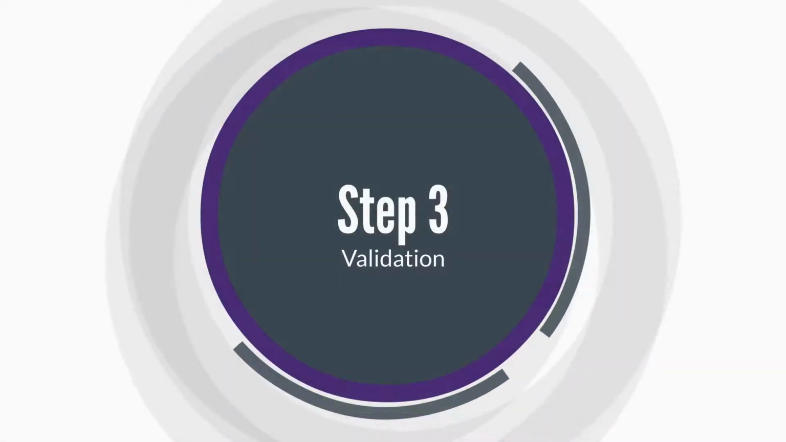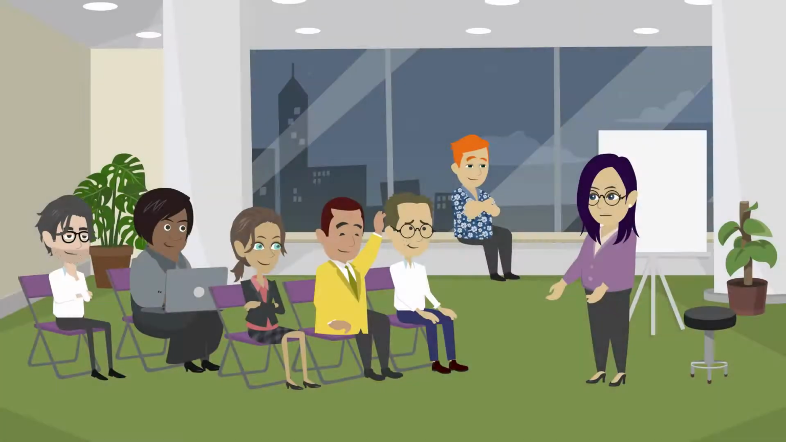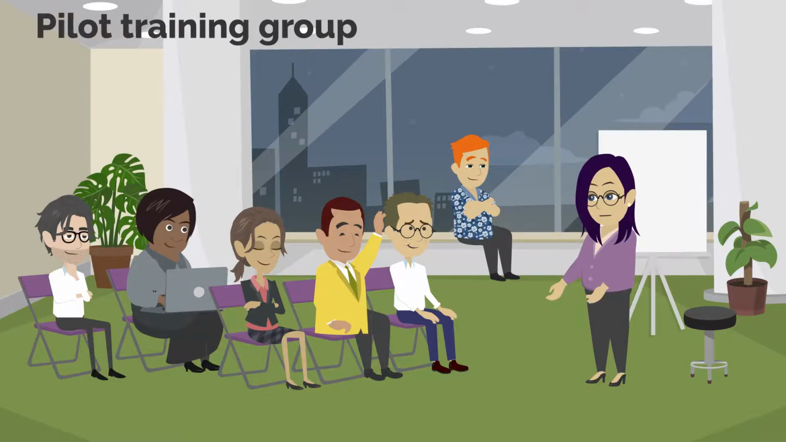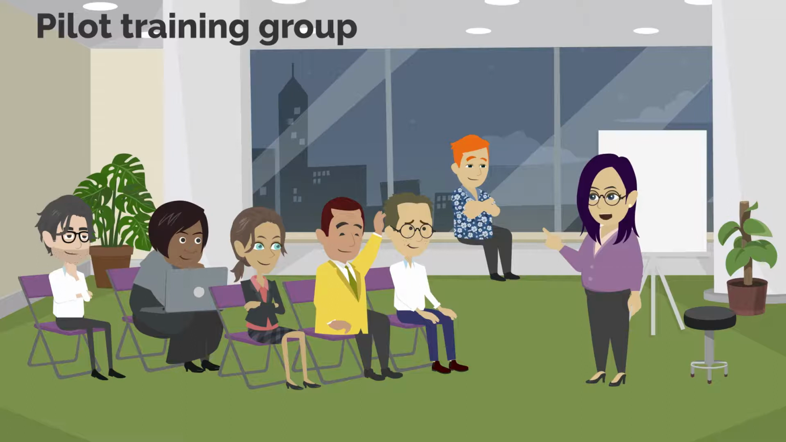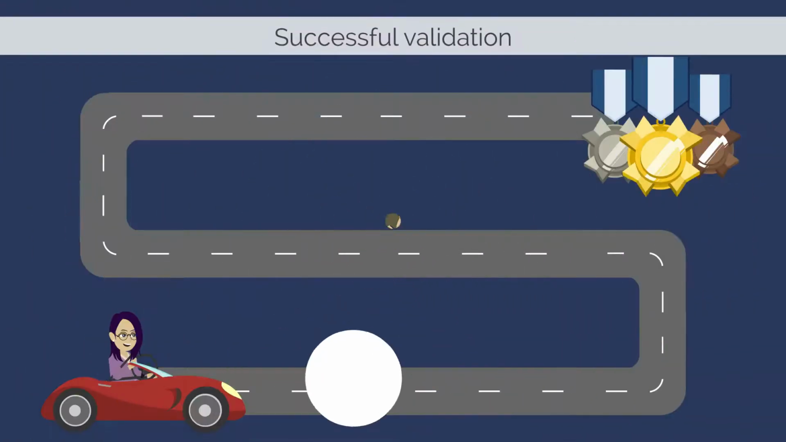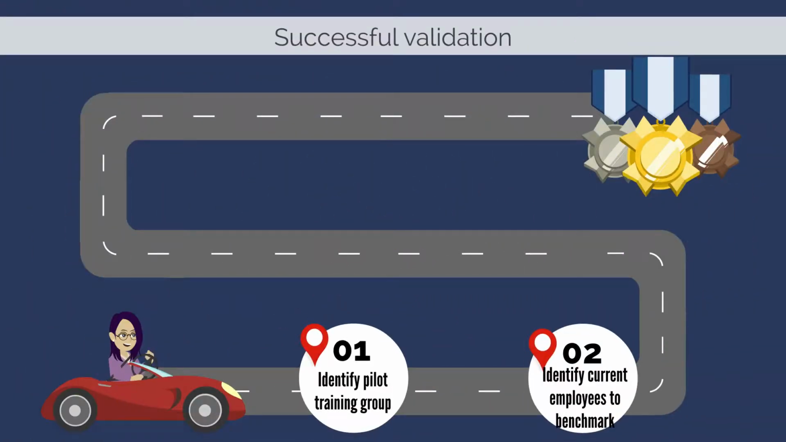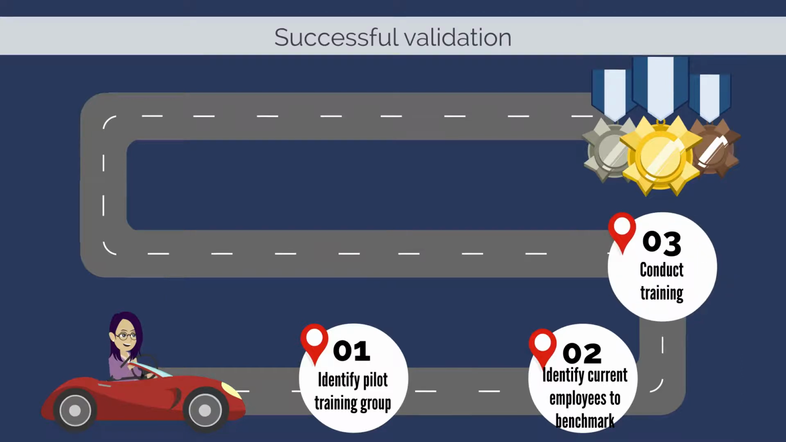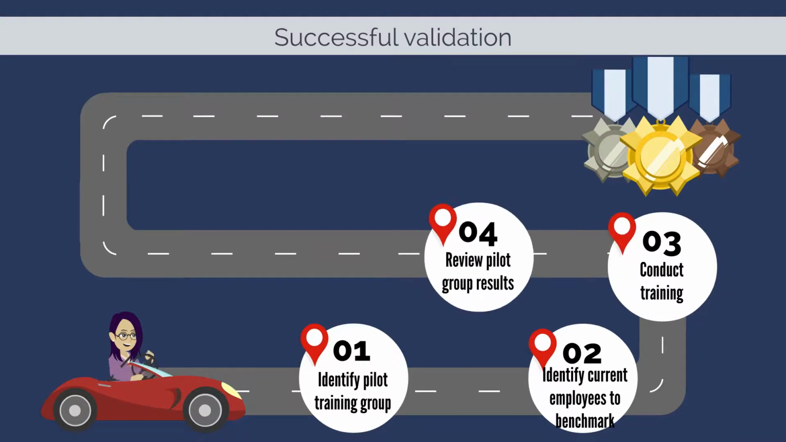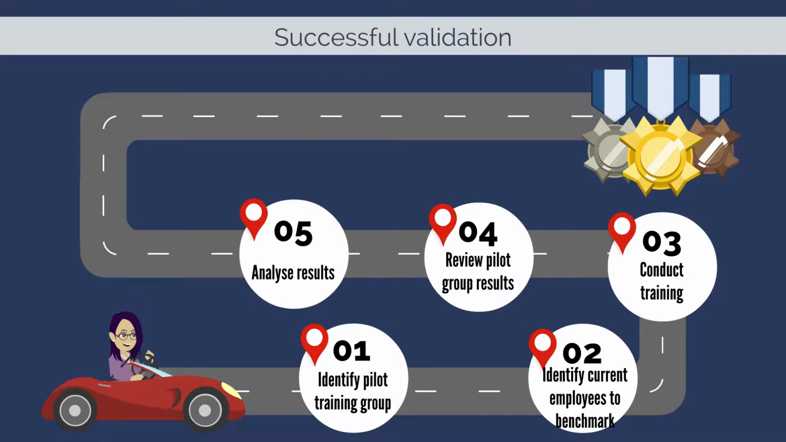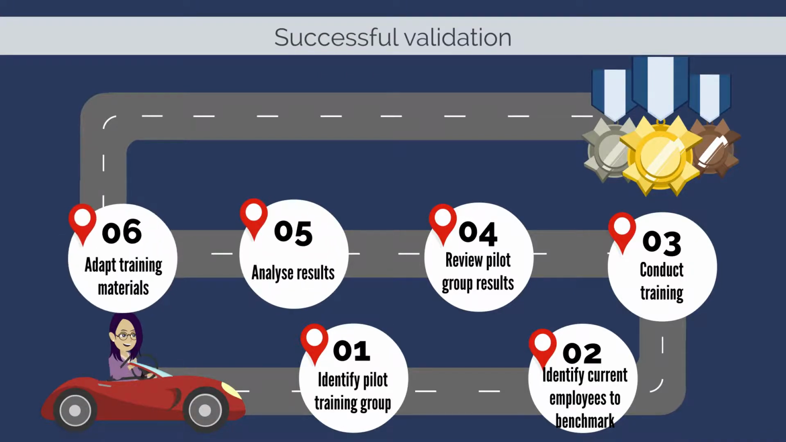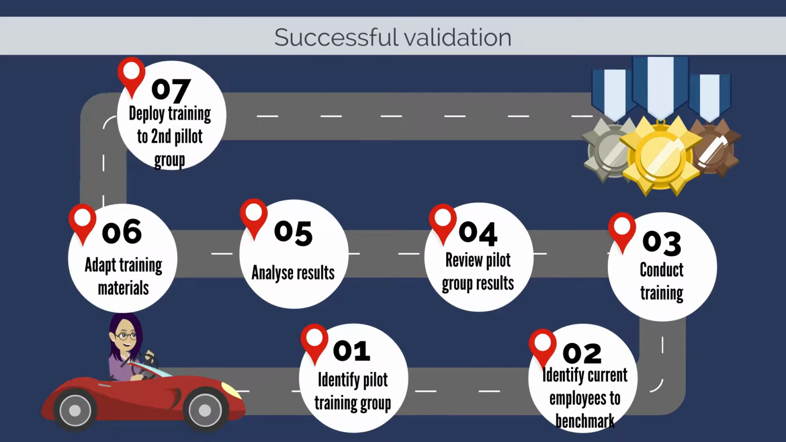Step 3. Validation. To determine the training validity, an organisation may test the training on a small group of learners. This is also referred to as a pilot training group. Deploy the training to a small group of people, ideally 2 groups. Compare the training outcomes and performance from both groups. Rework training, including materials and activities based on the results from the learners, their performance and organisational feedback.